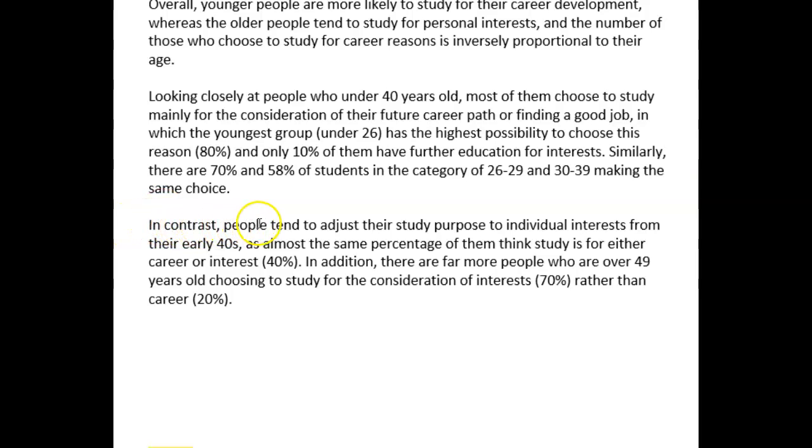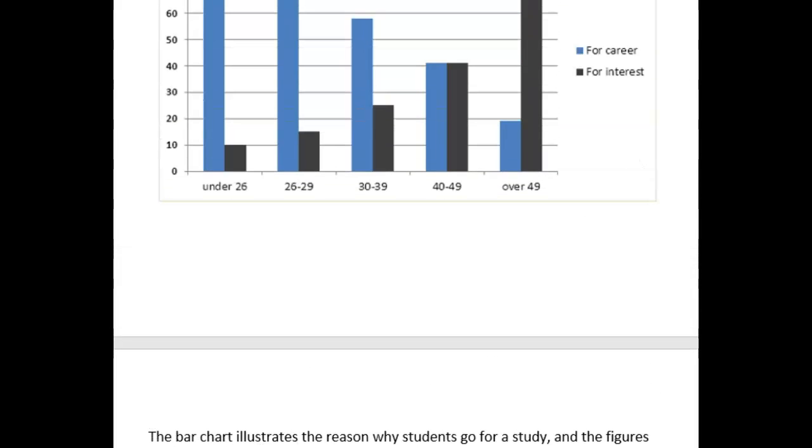In contrast, people tend to adjust the reason for study, you could do that, to personal interest from their early 40s, as almost the same percentage of them think study is either for career or interest, 40%. Okay. In addition, there are far more people who are over 49 years old choosing to study for the consideration of interests rather than career. And is that where it ends? Yes, it is. Okay, that's fine.